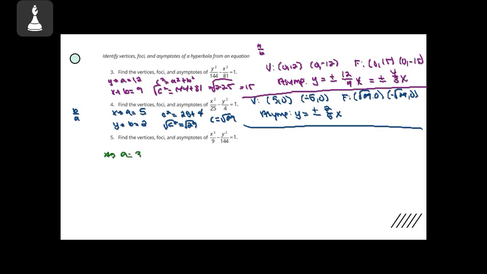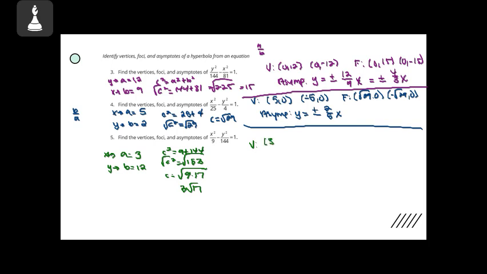We can then find our c squared, which is 9 plus 144. If I add those two together, I get 153, which if I take the square root, let's see, that's 9 times 17, I believe. So 3 root 17. X was first, so my vertices are on the x-axis. 3, 0, negative 3, 0. The foci are also on the x-axis. 3 root 17, 0, negative 3 root 17, 0.